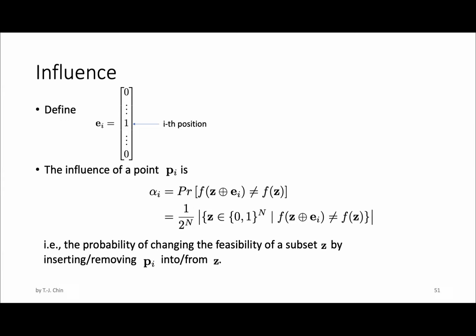Analytically, to evaluate this probability, that's what you do. You loop over all possible 2 to the n values of Z. It's a binary vector of n binary variables, so the number of combinations is 2 to the n. You loop over all of them and you count the number of them that cause this flip in the feasibility.